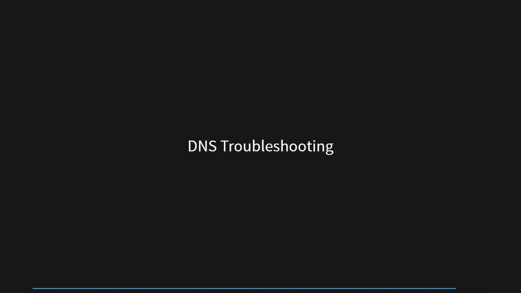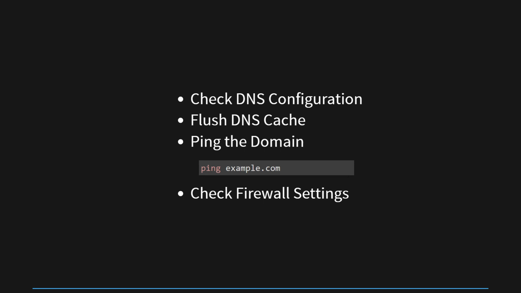Here's an example. In some instances, you may encounter DNS, domain name system, issues that can disrupt your internet connectivity or access to certain websites. To troubleshoot and resolve these problems, here are some common steps you can take. 1. Check DNS configuration. The first step is to verify that your device's DNS settings are correctly configured. On Windows, you can use the ipconfig command in the command prompt to view and modify DNS settings. Ensure that the DNS server addresses are accurate and match your network's requirements.